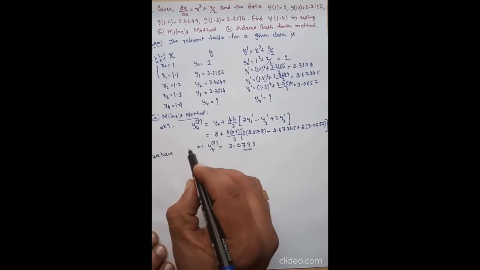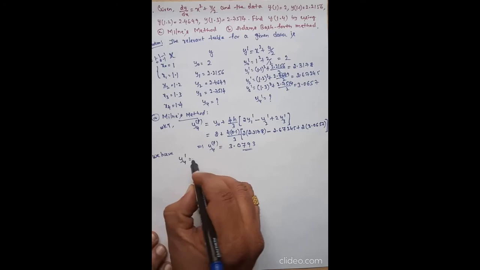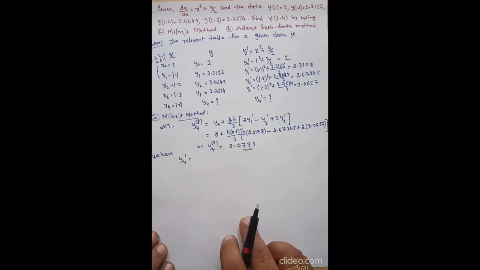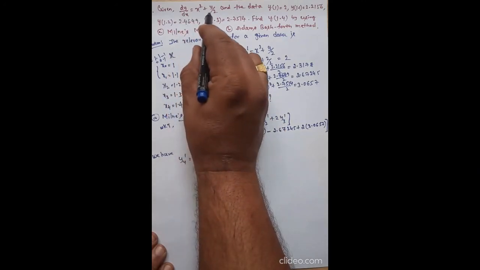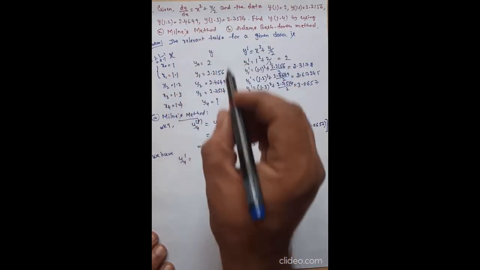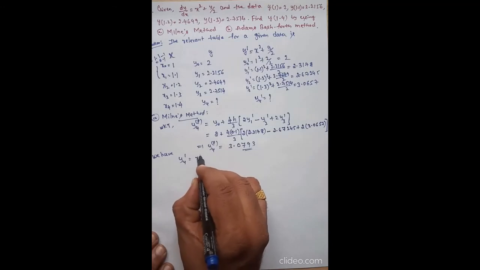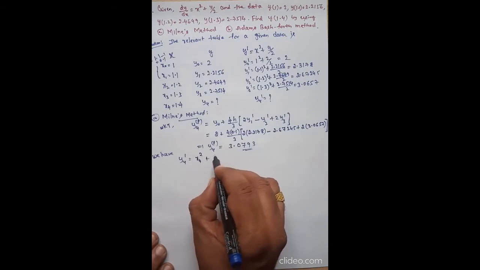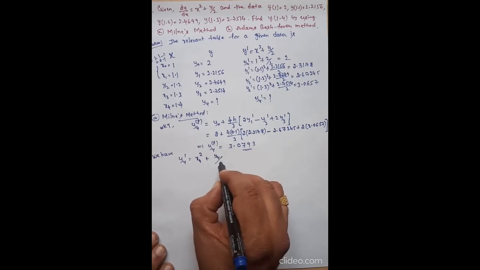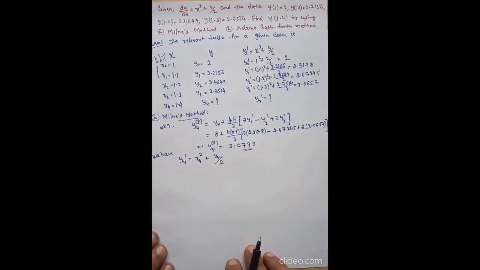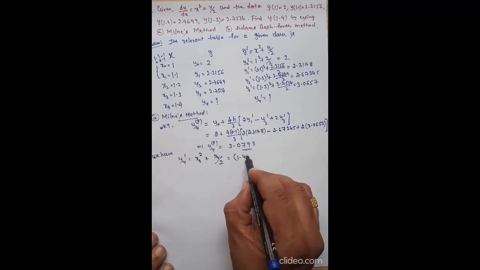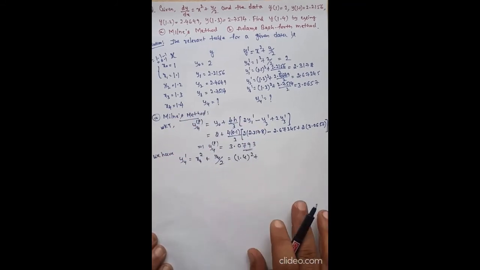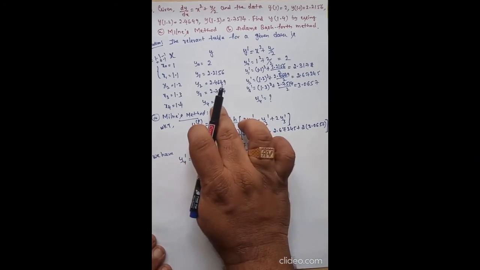I need y4 dash to find out the corrected value. And what is y4 dash? You know y dash is x square plus y by 2. So y4 dash becomes x4 square plus y4 divided by 2. Substitute now. X4, it is 1.4. So it is 1.4 whole square plus y4. See, y4 is unknown here, so I cannot get the value of y4 from the table.